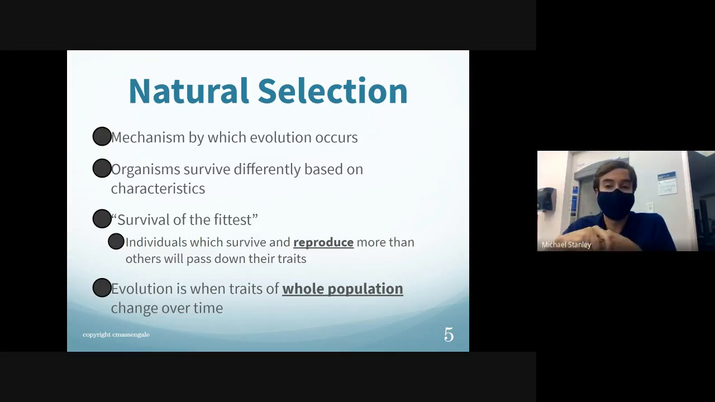So natural selection is what causes certain organisms with a specific trait or characteristic to survive and reproduce better than the other ones. And eventually, after many, many generations, when that specific trait gets passed to the whole population, that is when evolution happens. That's when you end up with the whole species, the whole population, having this new trait.